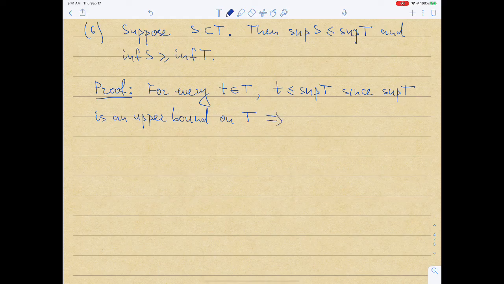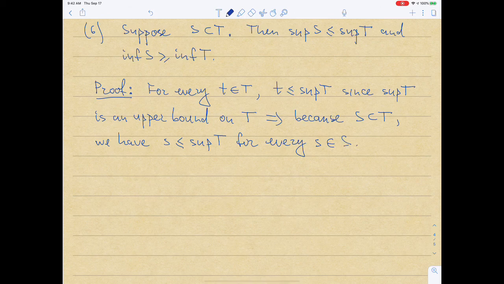Okay, but then because S is a subset of T, every element of S is still an element of T. We then have that s must be less or equal to the supremum of T for every s in S, because an element of S is still an element of T, and supremum of capital T is an upper bound on capital T, so it's still an upper bound on S. Okay, so that means precisely what I just said. So sup of T is an upper bound on S.